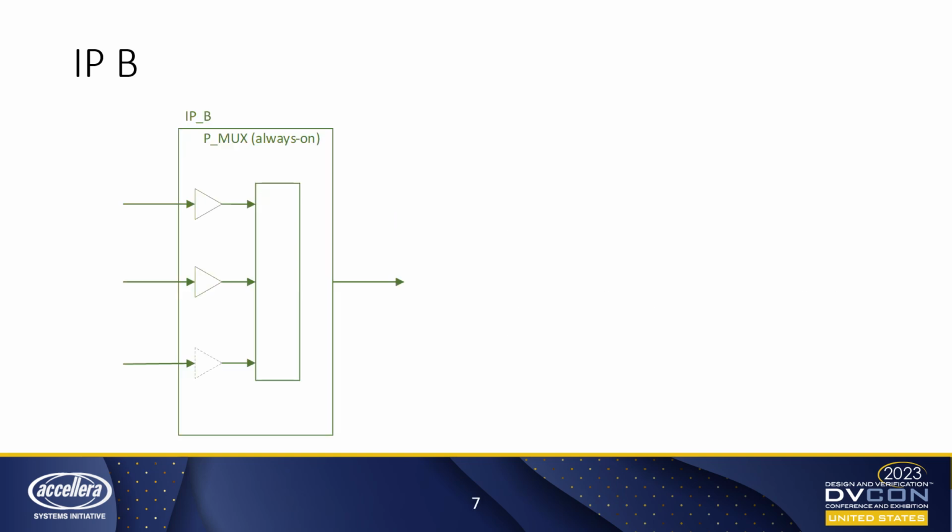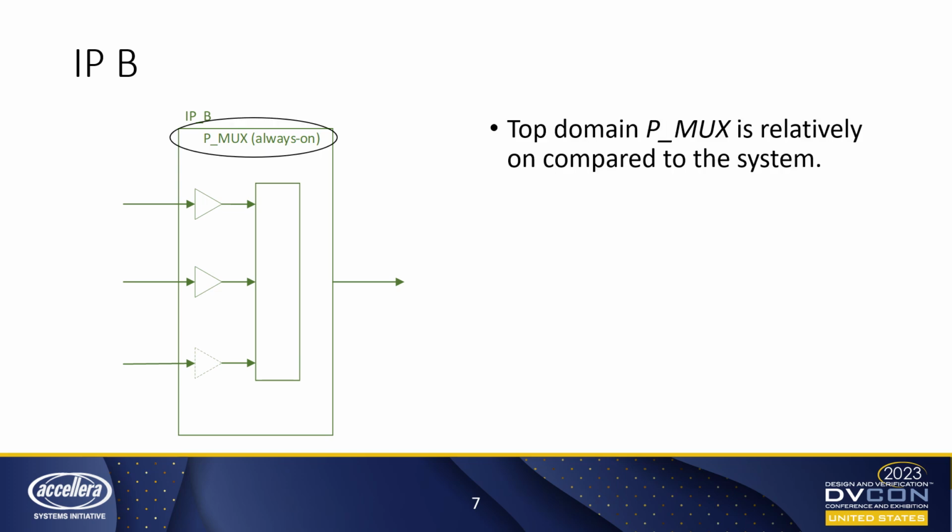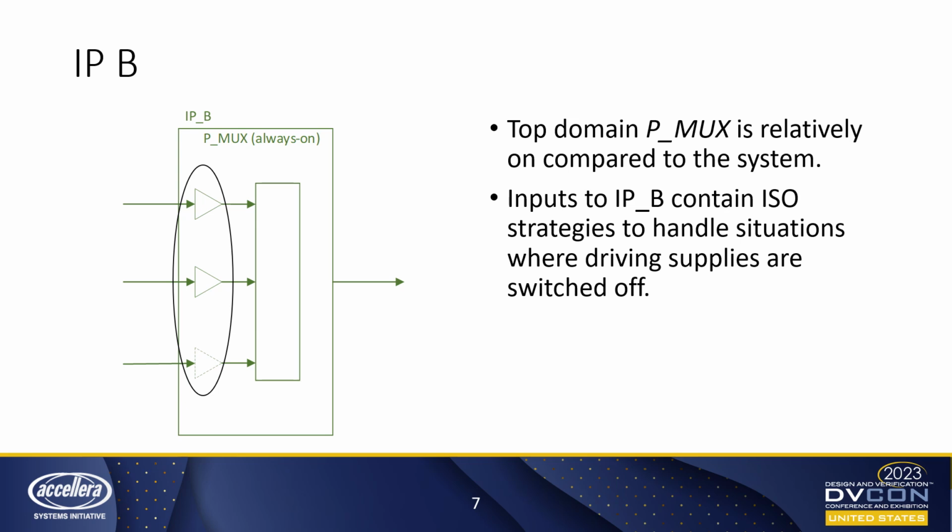Also for our system, let's define another IP-B with top-level domain PMUX, which is relatively always on compared to its other domains. But since IP-B could have its inputs driven from IP that are switched off, it contains isolation strategies for protecting downstream logic. Note that the context of IP-B's instantiation will decide if any of the defined ISO strategies are needed.